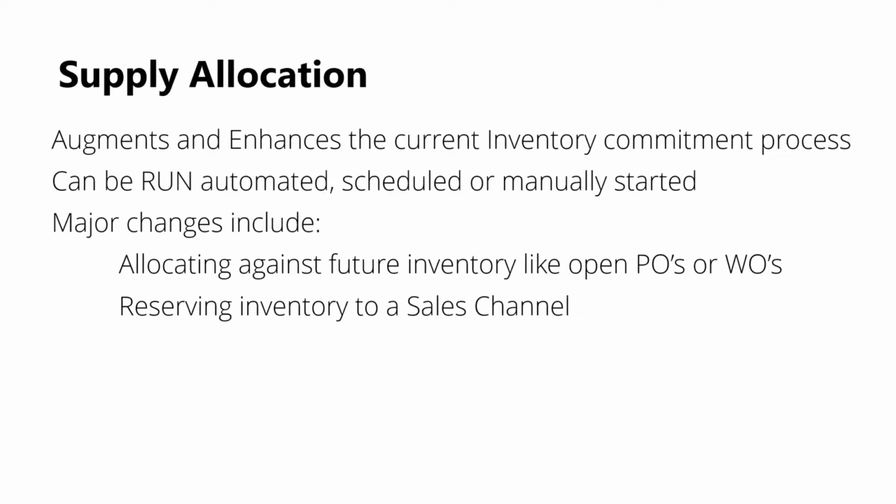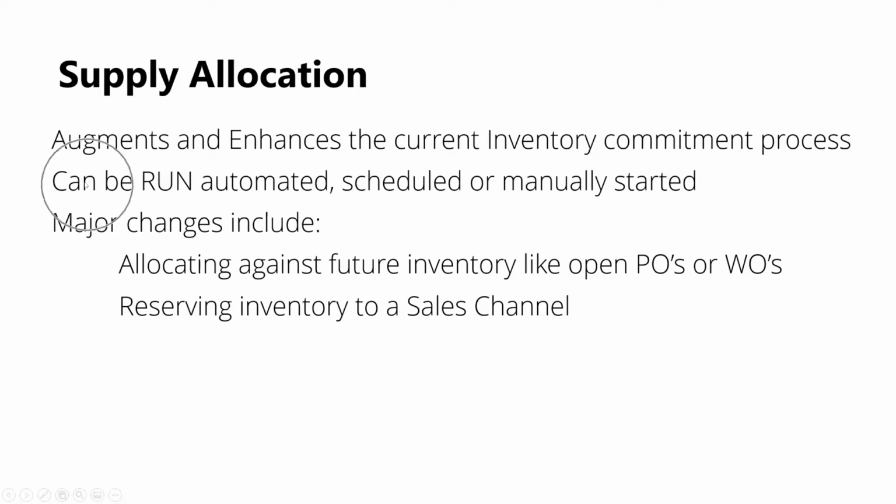But first of all, kind of high level, what is the difference of supply allocation based on what was there before? Before, there was a pretty basic commitment process. What this really does is augment, enhance that. Doesn't completely remove it, but it brings you a ton of functionality, especially if you're in distribution or manufacturing.